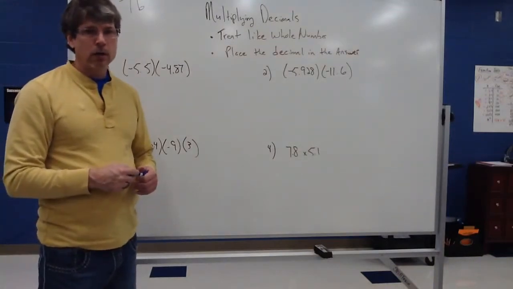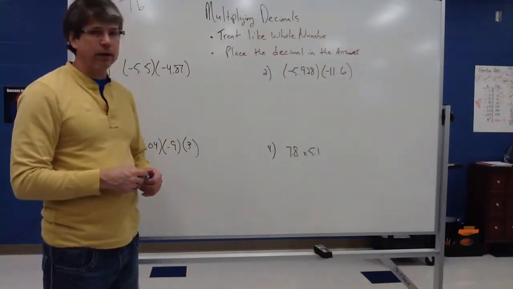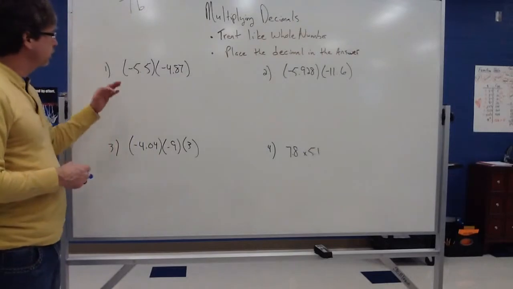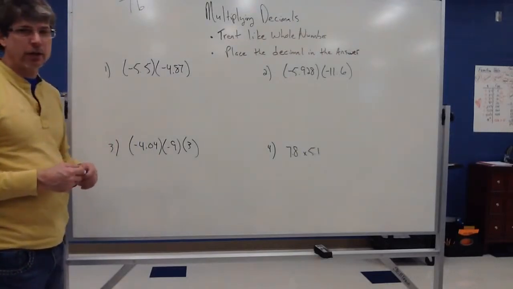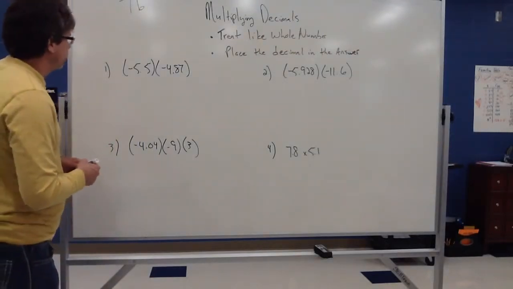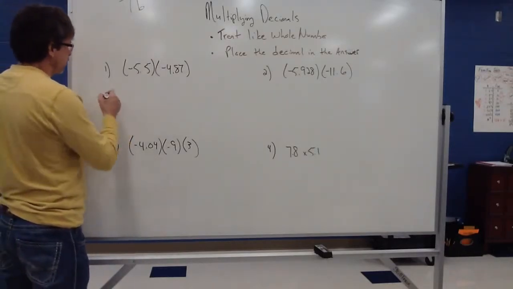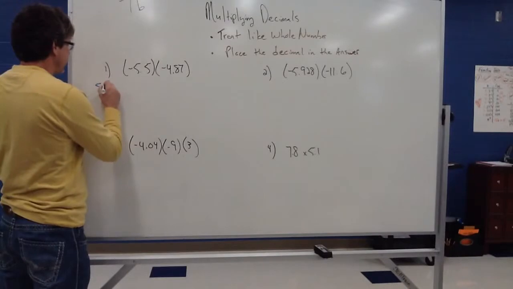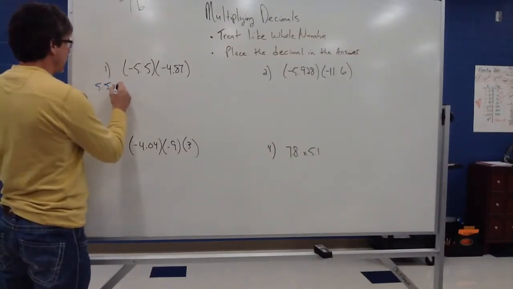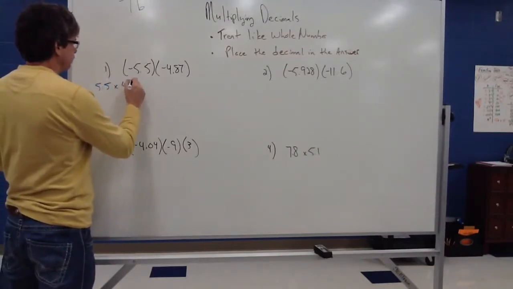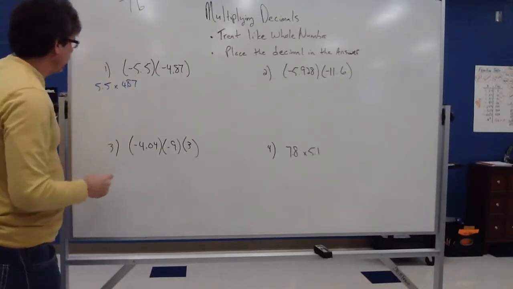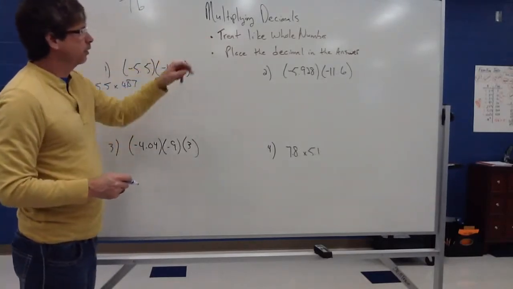So welcome back. We're going to revisit multiplying decimals. Again, we're going to introduce this with positive and negative numbers as well. So when we multiply, just leaving the negative out, if I have a 5.5 times 4.87, we've kind of learned that I can actually treat this like whole numbers.